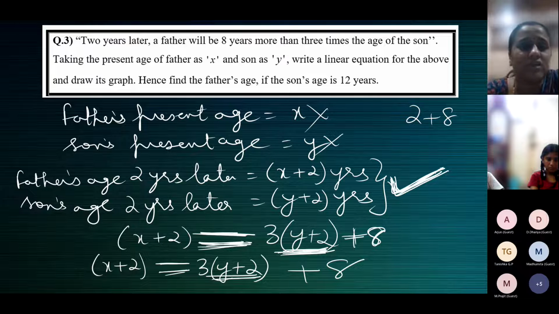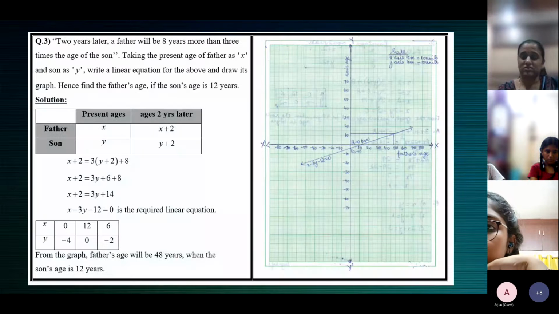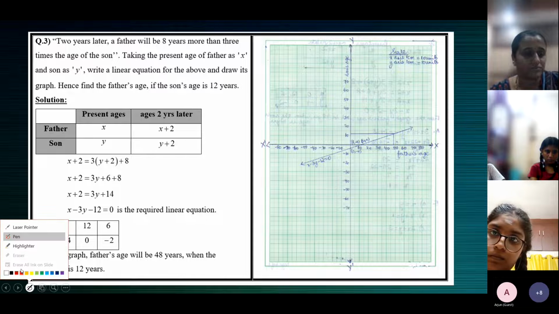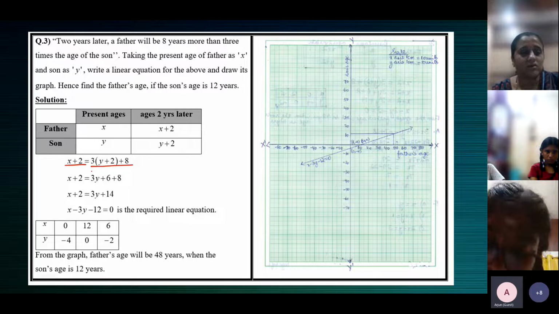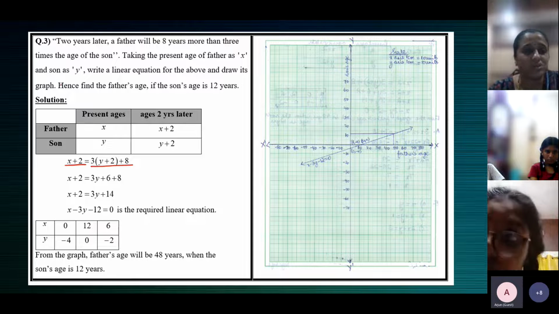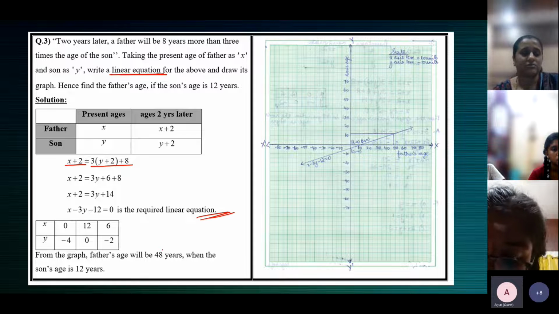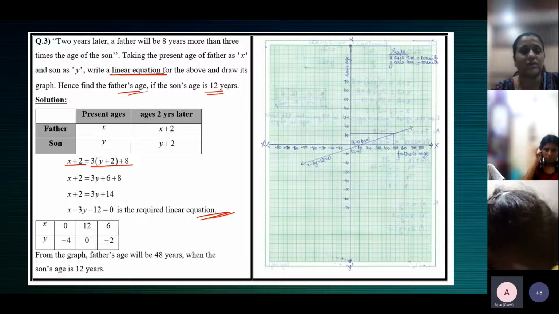Write a linear equation for the above and draw its graph. Hence, find the father's age if the son's age is 12 years. So see here, the same thing we just discussed. Then open the bracket and bring the X and Y terms. You need to construct the equation. We'll write it in the standard form: X minus 3y minus 12 is equal to 0 is the required linear equation. Then you need to make the graph and then find the father's age from the graph, when the son is 12 years old.